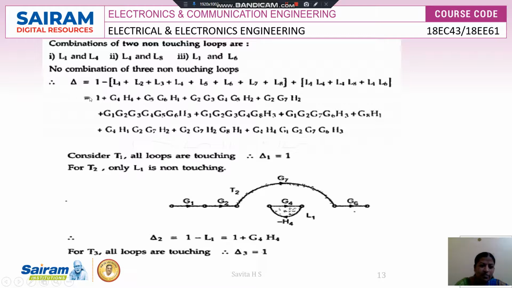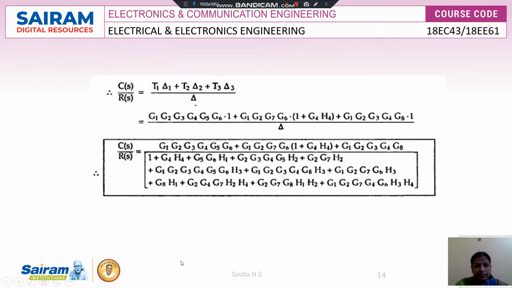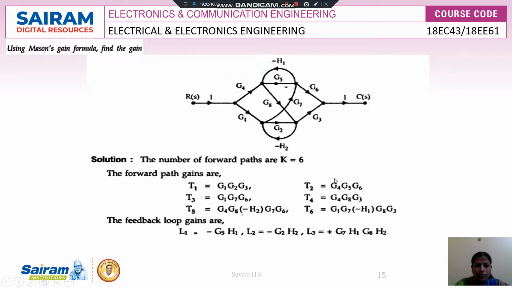Now we need to find the delta values. Delta is 1 minus the individual loops plus the two non-touching loops. For T1, all the loops are touching, so delta 1 is equal to 0. For T2, only L1 is non-touching, so delta 2 is equal to 1 minus L1, substituting the value of L1. For T3, all the loops are touching. So C of S is equal to T1 delta 1 plus T2 delta 2 plus T3 delta 3, divided by delta. Substitute the values of all the T and delta values, divided by the total delta value.